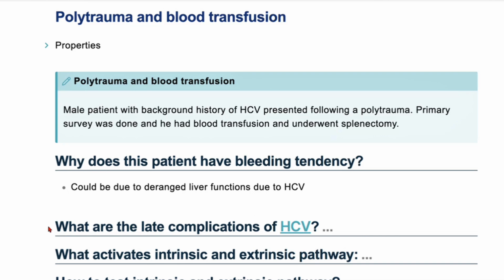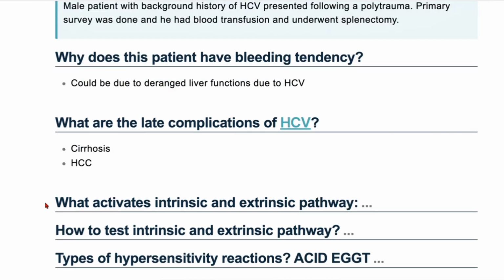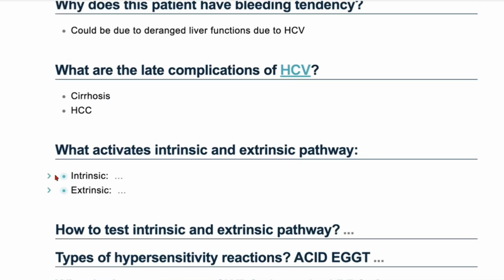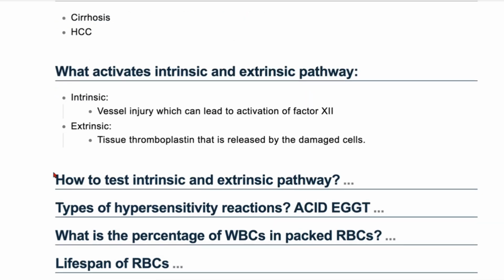And what activates the intrinsic and extrinsic pathway? So the intrinsic pathway is due to direct vessel injury, and that releases or activates factor 12. And the extrinsic pathway is the release of tissue thromboplastin. Okay. And how to test the intrinsic and extrinsic pathway? So the intrinsic pathway we can measure by PTT, which is activated partial thromboplastin time, and the extrinsic and common pathway is prothrombin time, PT.